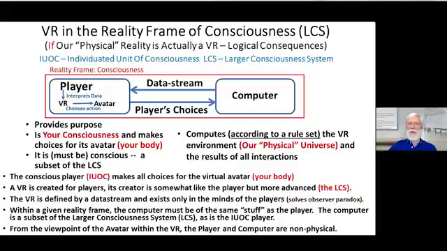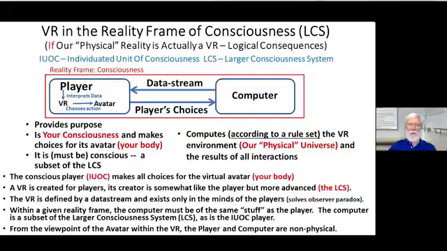Scientists, their job is to dig out the rules of the rule set. So the computer, according to a rule set, computes the virtual reality environment, which we call our physical universe, and the results of all the interactions. So far, exactly the same. Now, the logical summary is the conscious player, you, an individuated unit of consciousness, makes all the choices for the virtual avatar, your body.